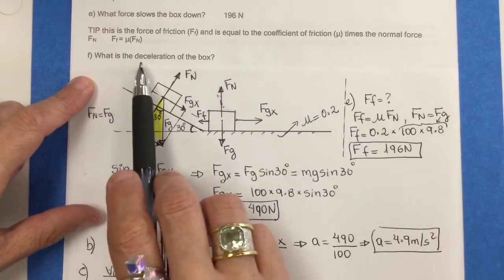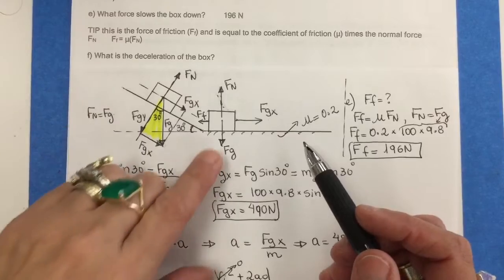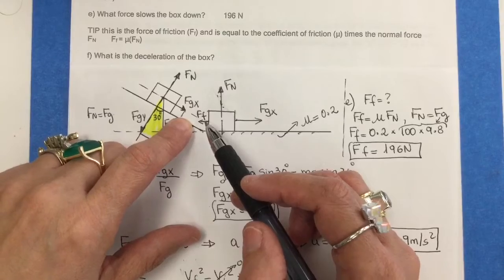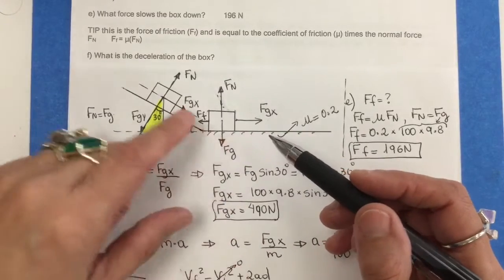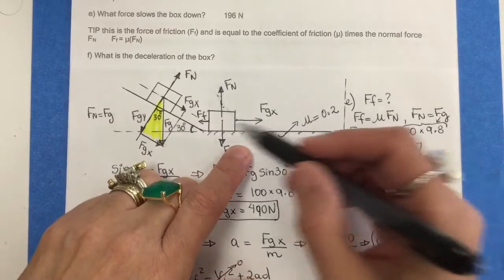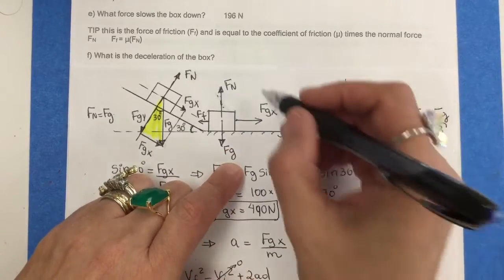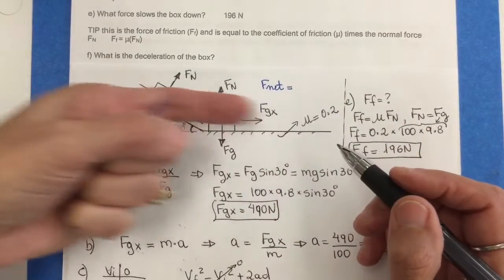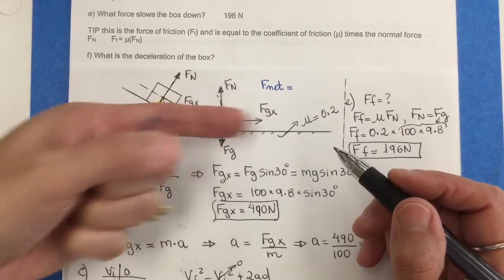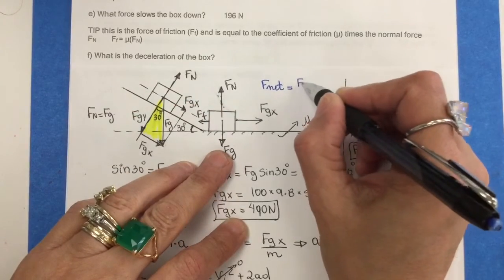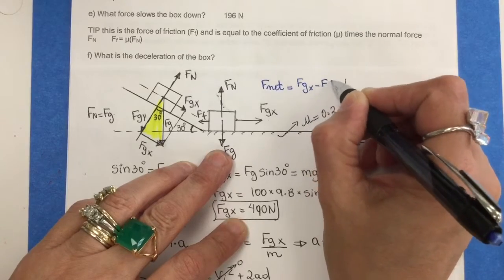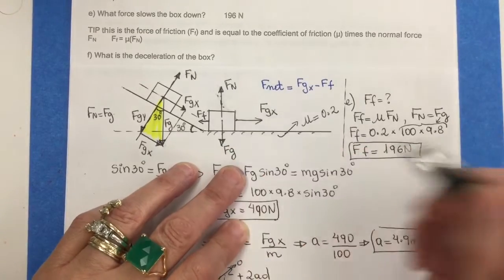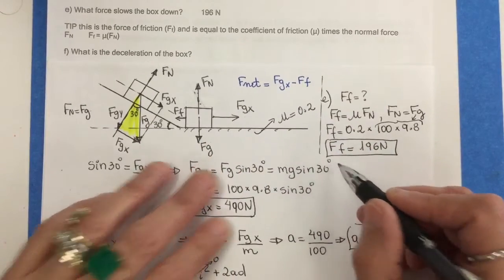Question F. What is the deceleration of the box? The box is decelerating because now we have a friction force acting against this motion. So it's going to decelerate until it stops. Here we have an F net acting on this motion, which is just Fgx minus Ff. So that's our F net.